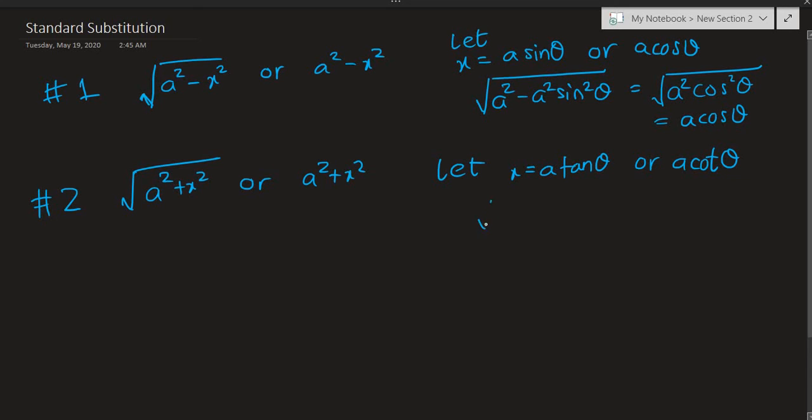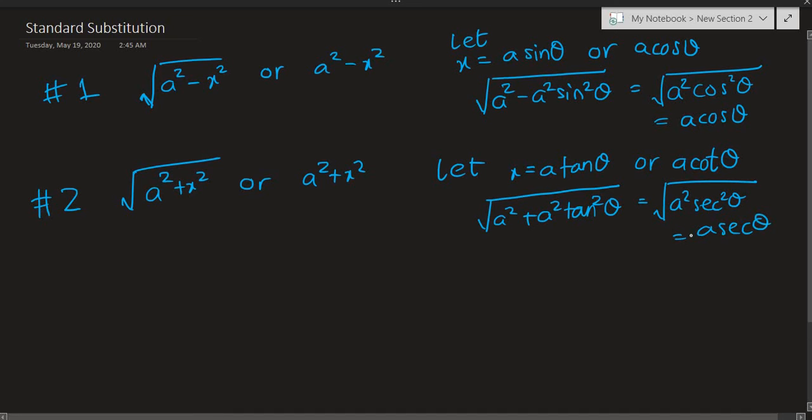You know why? Because if you plug that in, you have a squared plus a squared tan squared theta. So taking the a squared common, we'll have 1 plus tan squared theta. But what's that? Secant squared theta, right? So we'll end up with a times secant of theta. And the same thing for the cotangent, you'll end up with a times cosecant of theta.